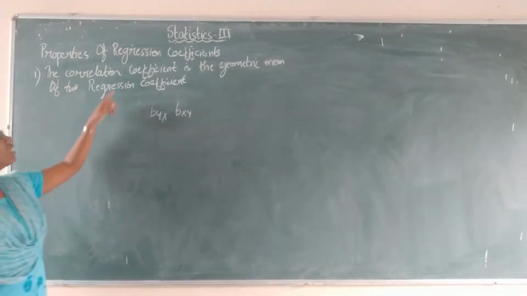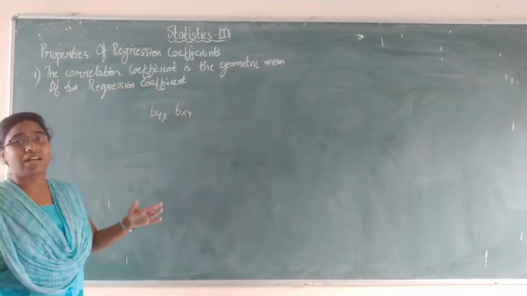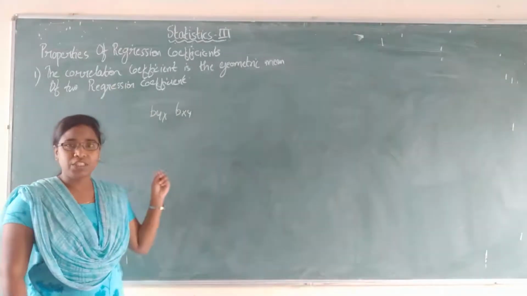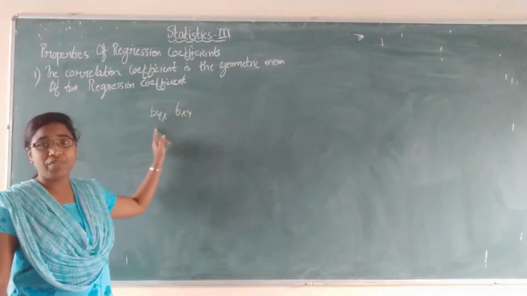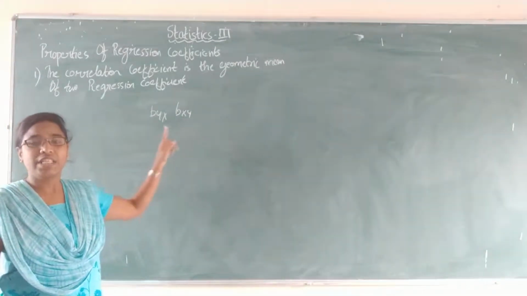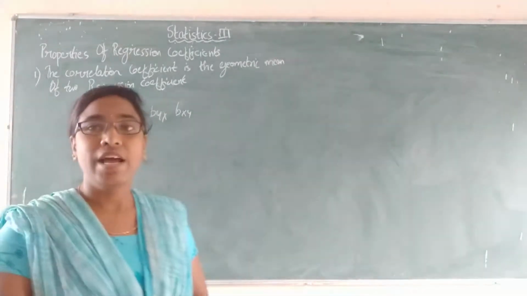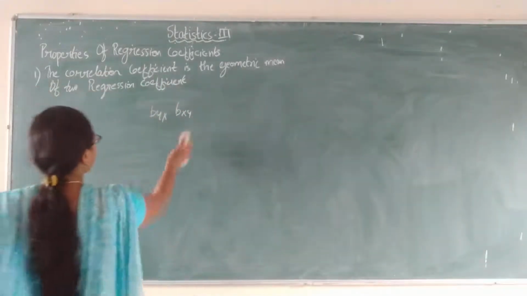If you find the geometric mean between these two, then the answer should be the correlation coefficient. So what is the correlation coefficient? R. Correlation coefficient is denoted with R, right? So if you find the geometric mean between these two coefficients, then you have to get the answer as R. Now we will see the proof for it.